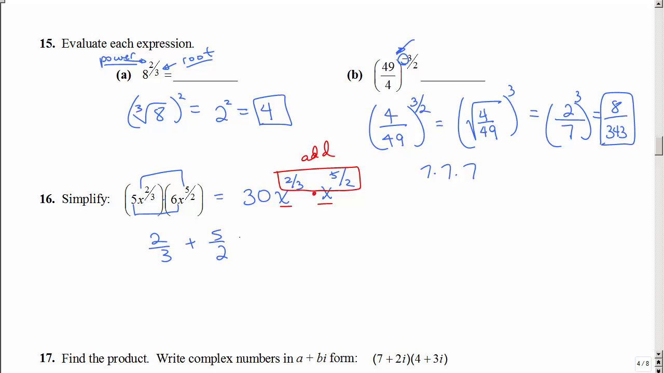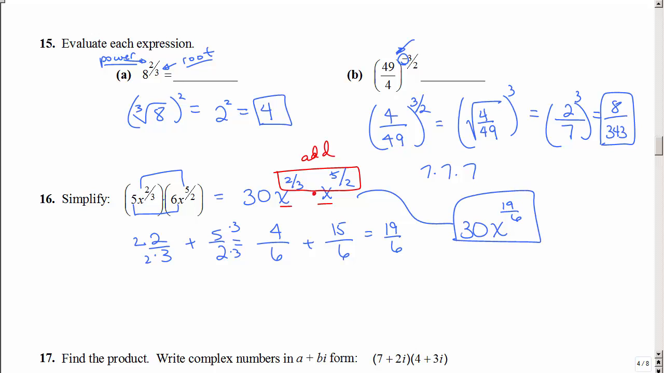Back to 5th grade, find a common denominator, which is 6. So I multiply that by 2. I multiply this by 3. And I get 19/6. So what is that answer? The 30, then x, keep the base, and add those exponents. And you're done.